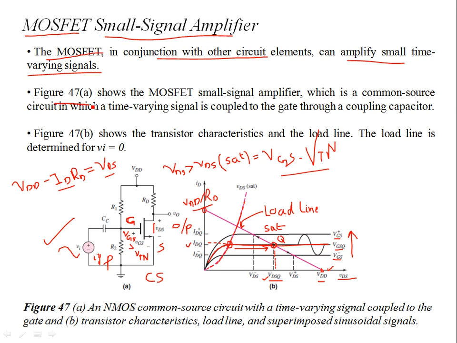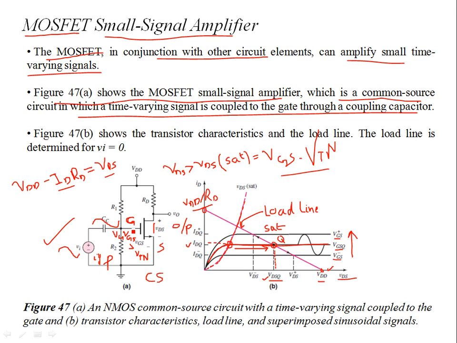Figure 47 shows the MOSFET small signal amplifier. It is in common source configuration, in which the time varying signal is coupled to the gate through a coupling capacitor. CC is coupling a sinusoidal AC signal. So it's not only the DC VG over here, which is established by the biasing resistors, but this coupling capacitor is also coupling the AC signal. You're also superimposing an AC signal over here.